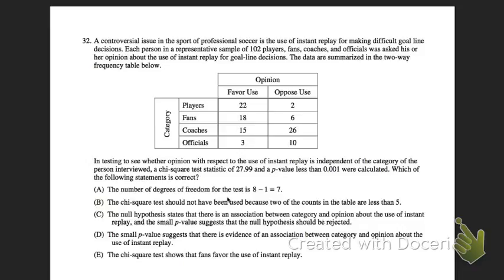So we have a sample of 102 players. It's an independence test, and a p-value of 0.001. I did not calculate the expected values. Did you get any that are less than 5? Anyone remember? Is it B? This one was the D.